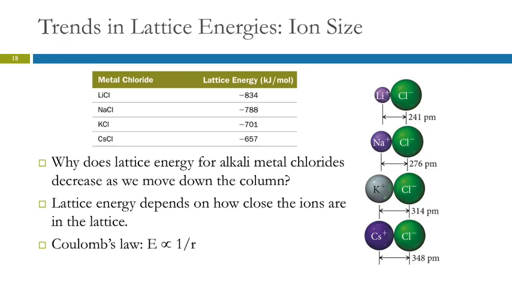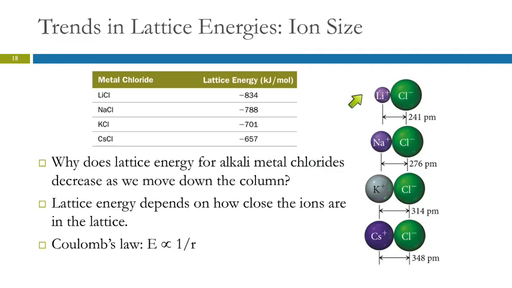There are trends in lattice energies. So let's look at the alkali metal chlorides. So we've got lithium, sodium, potassium, and cesium chloride. The lattice energies have a trend here. Lithium chloride has the highest lattice energy, it releases the most energy, and cesium chloride releases the least. So why is that? Well, the chlorine is the same, but the metal cation is different, and so that must have something to do with it.